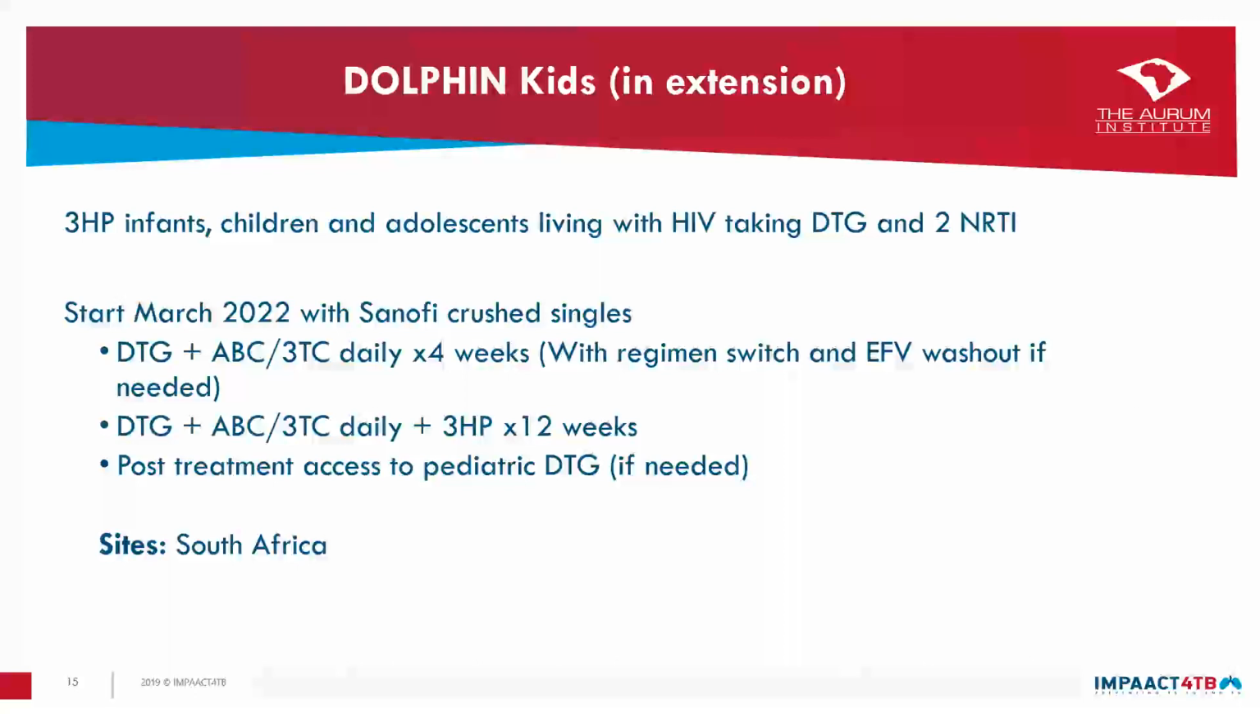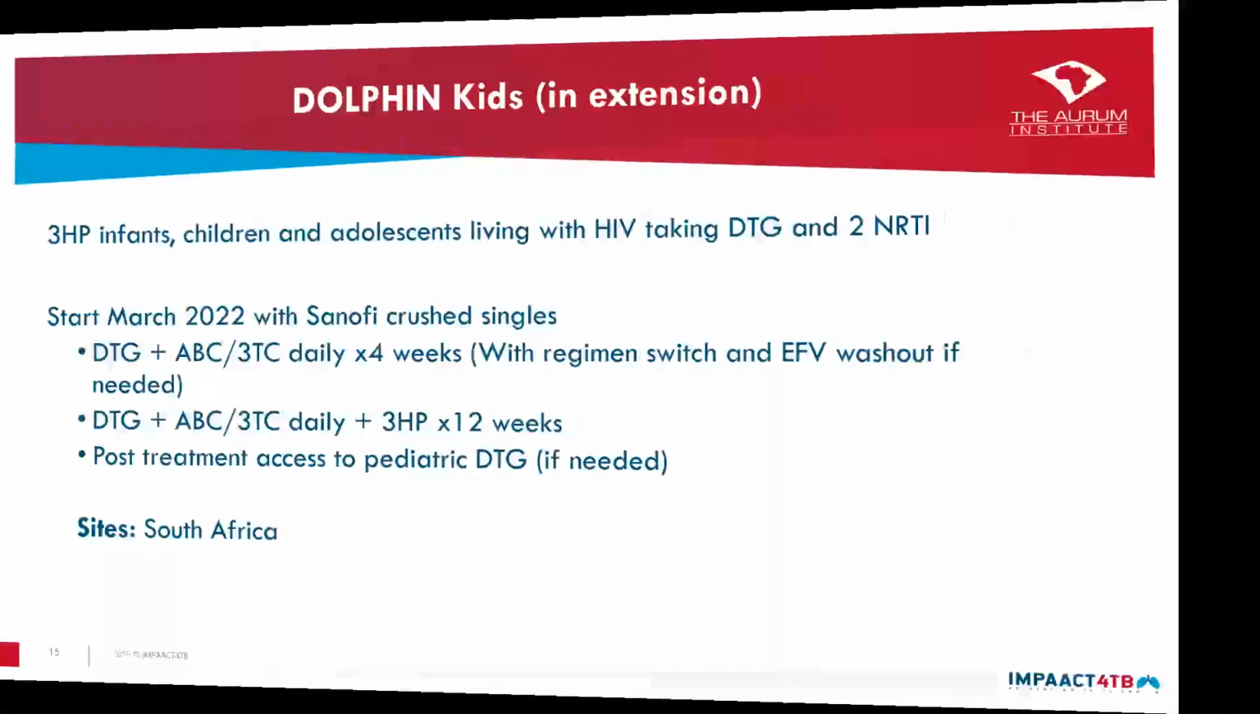So we are then extending the DOLPHIN study to kids. As mentioned again by Karen, there's lack of evidence in children, and the one thing that we know for sure is there's no clarity on guidelines in terms of what to do with these newer shorter regimens of TPT. So in the DOLPHIN Kids study, we will include individuals with HIV taking efavirenz, nevirapine, or lopinavir, and 2 nucleotide reverse transcriptase inhibitors. And this study will only start in March 2020 and would be part of the extension that Karen mentioned. The study is being done in South Africa, and post-treatment access to pediatric dolutegravir would be made available if needed. Next slide, please.